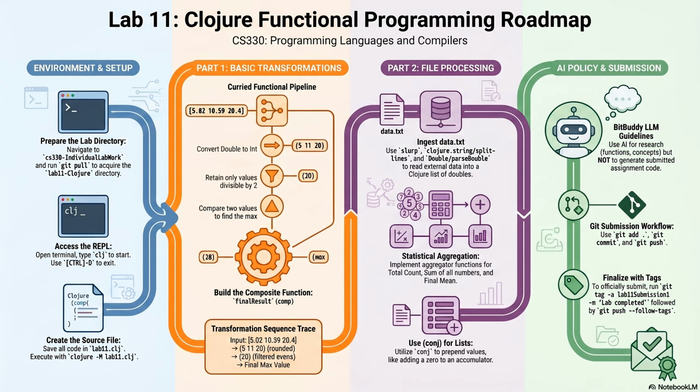Exactly. So once we have that massive string, we use clojure.string/split-lines to chop it up based on the line breaks, which gives us a collection of individual strings. But those strings still need to be converted into mathematical numbers. Right. This is where Double/parseDouble comes in, and to anyone who has written Java, that syntax looks incredibly familiar. Well, because it is literally Java. Clojure is designed to run on the Java Virtual Machine, the JVM.